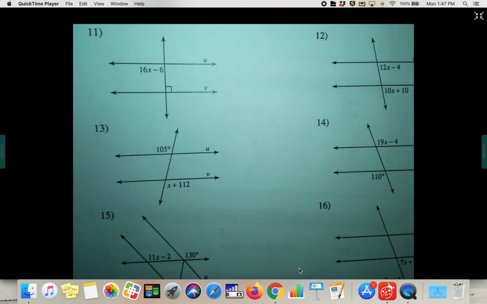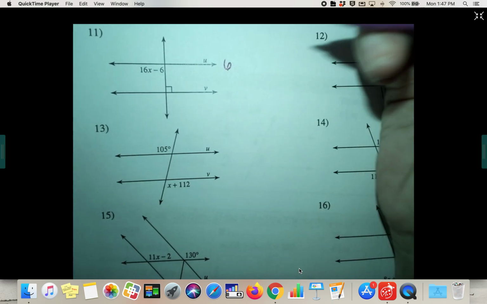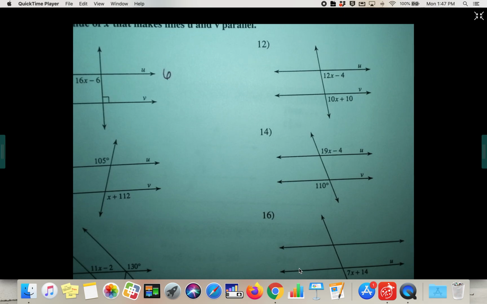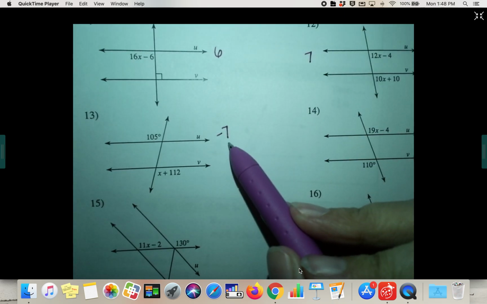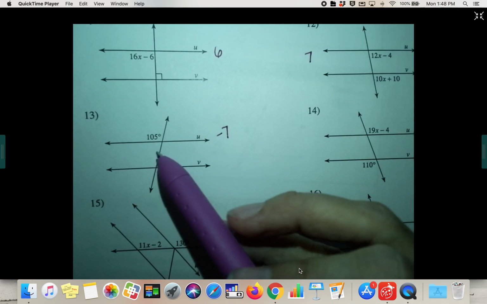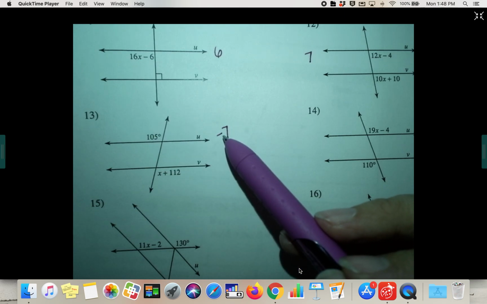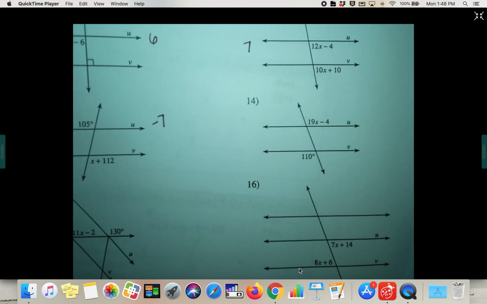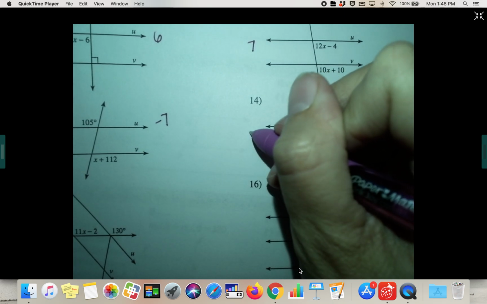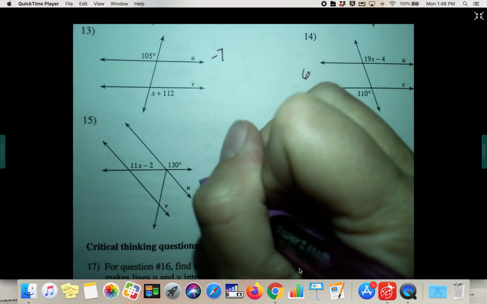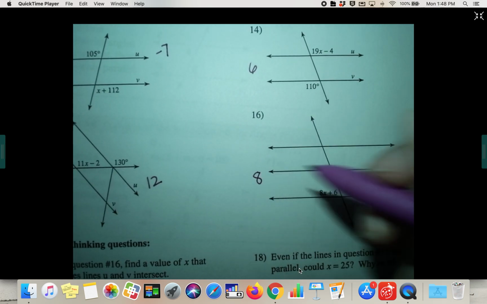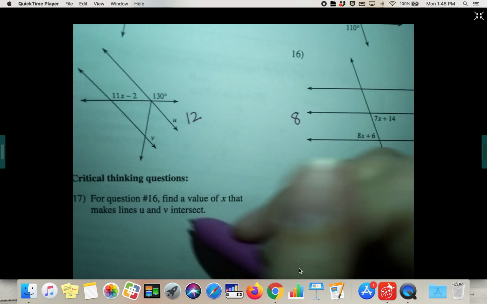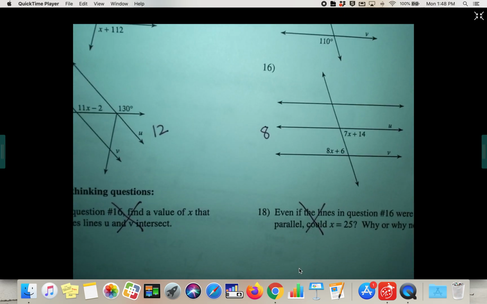Okay, if you're coming back on here to check your answers, on number 11, I got x was equal to 6. On number 12, I got x was equal to 7. On number 13, I got x was equal to -7. You can have x equal -7. You just can't have an angle equal to a negative number. But x could be a negative number. Number 14, I got 6. Number 15, I got 12. And number 16, I got 8. Okay, and we are not going to worry about doing problem numbers 17 or 18 for your notes for today.